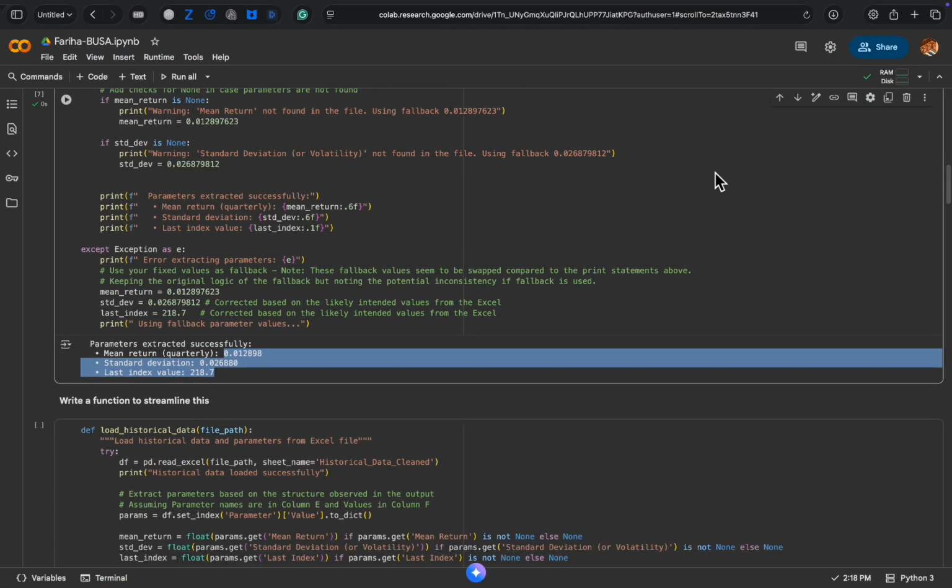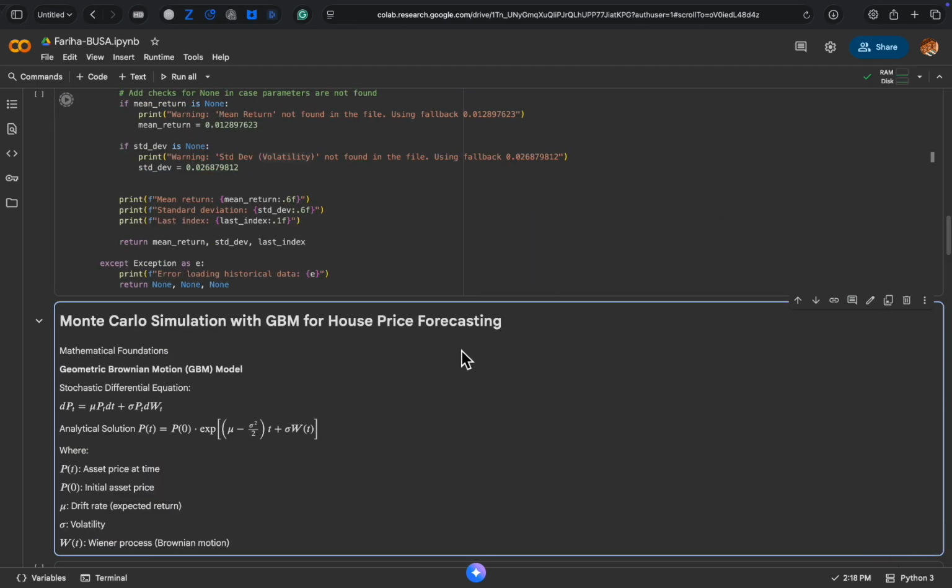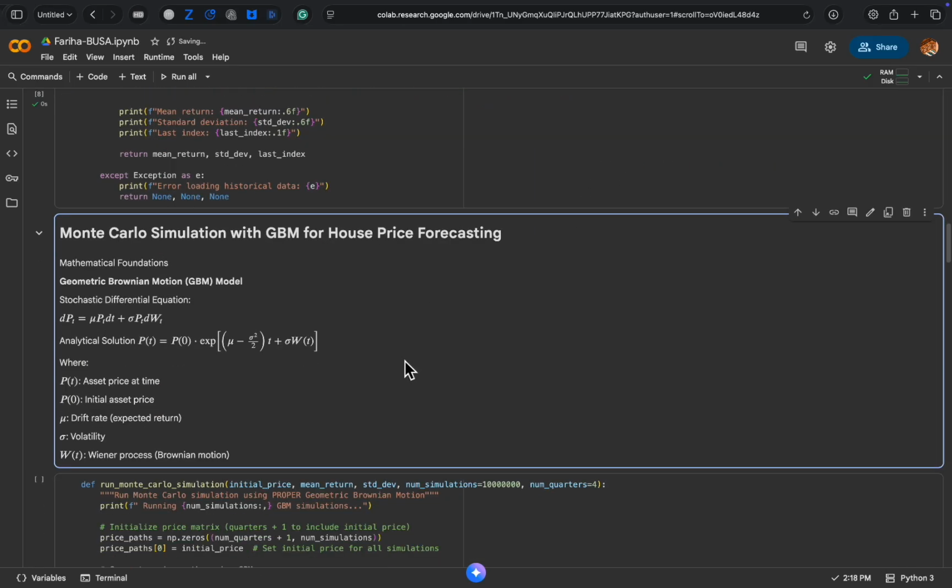After that, we move on to the Monte Carlo simulation part, where we utilize the geometric Brownian model to project house prices across 4 quarters. This is the equation that governs this model.